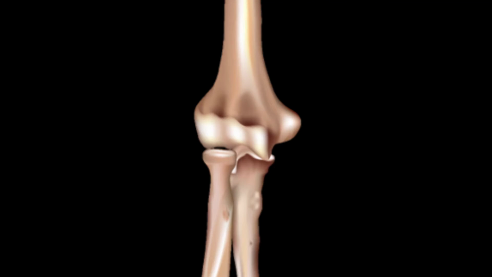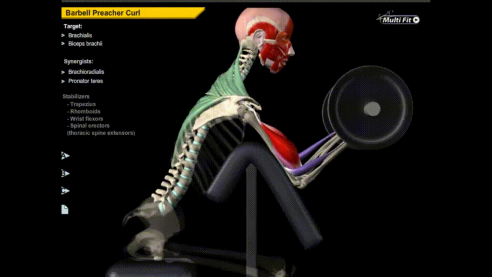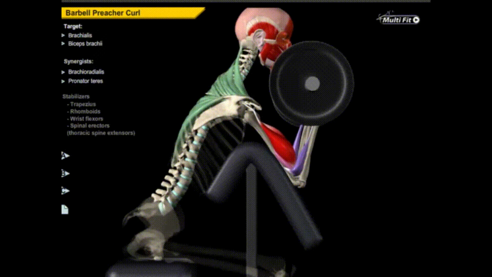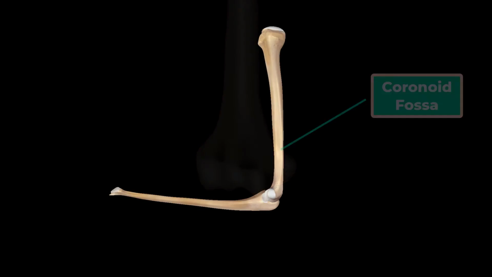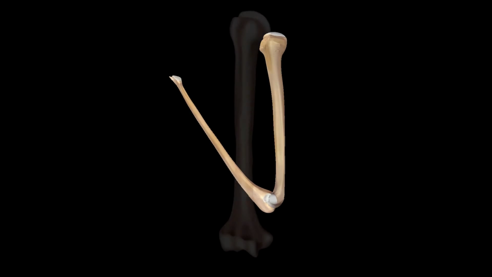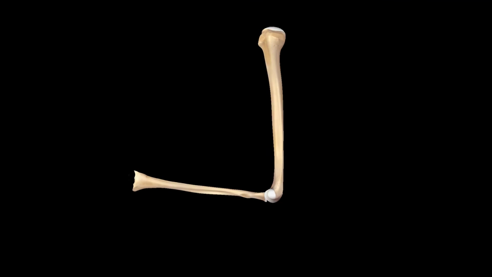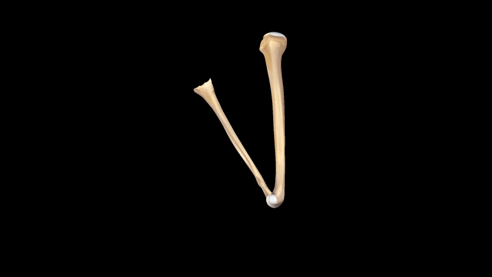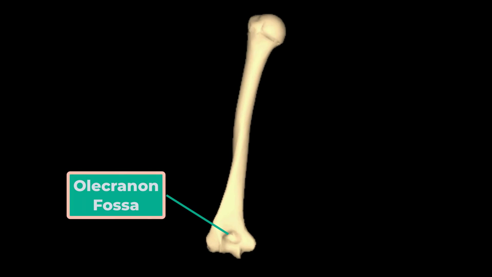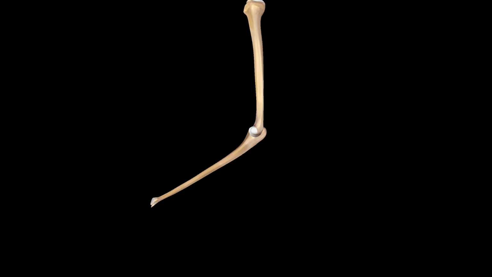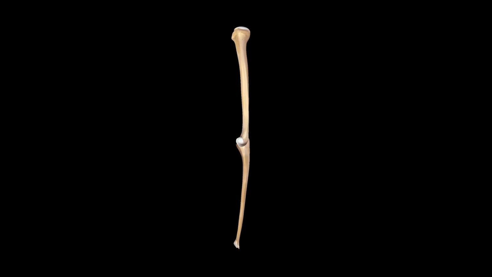Just above these bony areas are 2 small depressions. These spaces accommodate the forearm bones when the elbow is fully bent or flexed. Superior to the trochlea is the coronoid fossa, which receives the coronoid process of the ulna, and above the capitulum is the radial fossa, which receives the head of the radius when the elbow is flexed. Similarly, the posterior humerus has the olecranon fossa, which is a larger depression that receives the olecranon process of the ulna when the arm is fully extended.